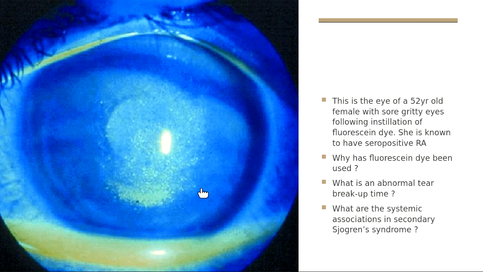What are the systemic associations in secondary Sjogren's syndrome? Anybody have any idea about Sjogren's syndrome? That's when you have dry eyes, dry mouth. Correct. So it's an inflammatory condition which affects not only the lacrimal gland, but the parotid glands, and you get a dry eye and a dry mouth. Okay, so let's move on. So this patient has a dry eye, okay?